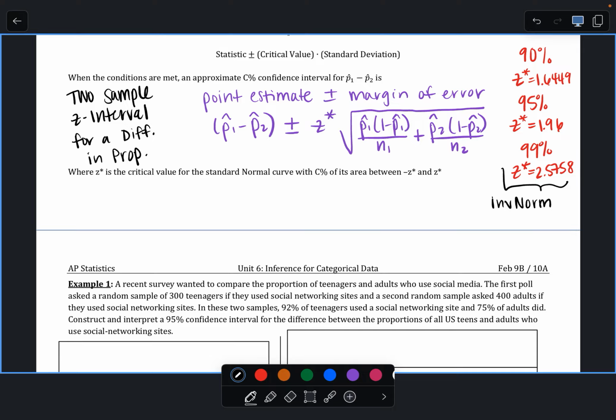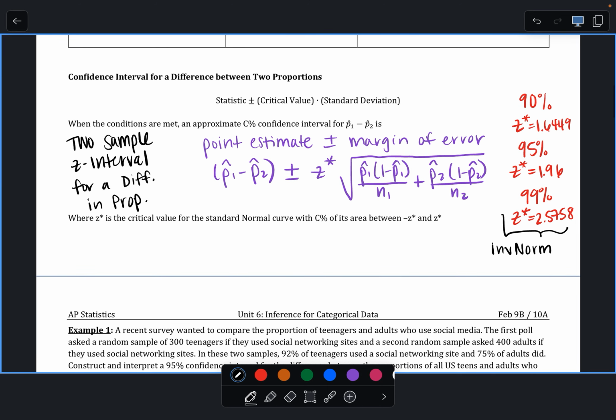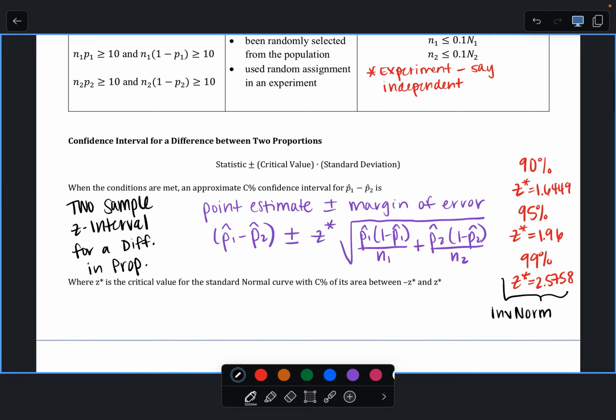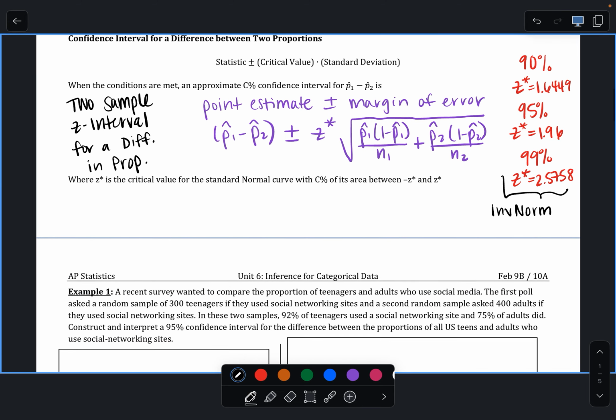I literally, for my calculate part, am only going to do the formula. So with the conclusion that we write, it's literally the same sentence. We are blank % confident the interval from blank to blank captures whatever you're talking about in the question. So truthfully, the only thing that's going to change is the calculation for the interval, and with the conditions, we just have to make sure we're checking them for both populations. So let's go ahead and jump into an example.